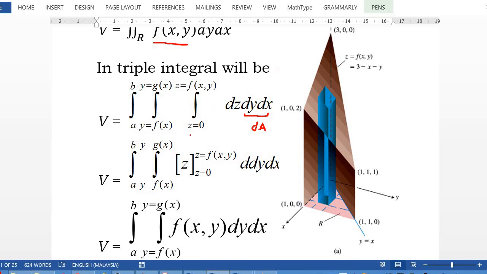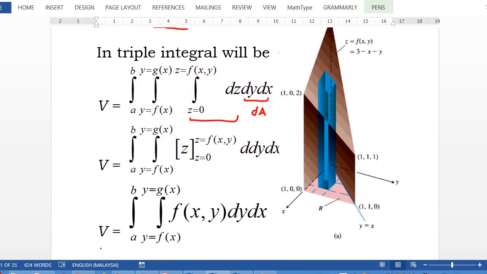Then if you evaluate the triple integral, we have to start from the inner integral. So you integrate 1 with respect to z, where y and x are constant. Integrate 1 with respect to z, you have z. Substitute the limit from 0 to a function of f(x,y), then you get back f(x,y). You notice that in this step, this is actually equivalent to what you have done in the double integral.